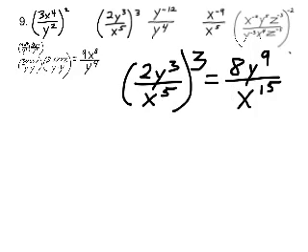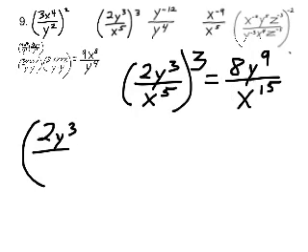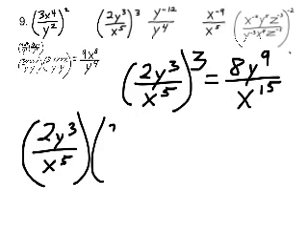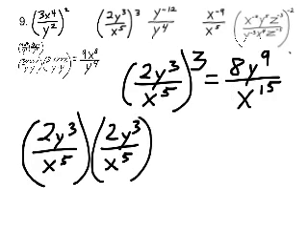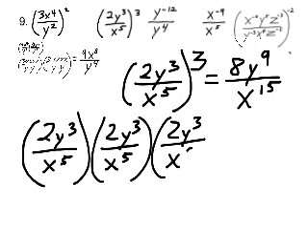However, if you don't remember how to do that, then we can just expand it. We factor the whole thing out. We've got 2y to the 3rd over x to the 5th times 2y to the 3rd over x to the 5th times 2y to the 3rd over x to the 5th.